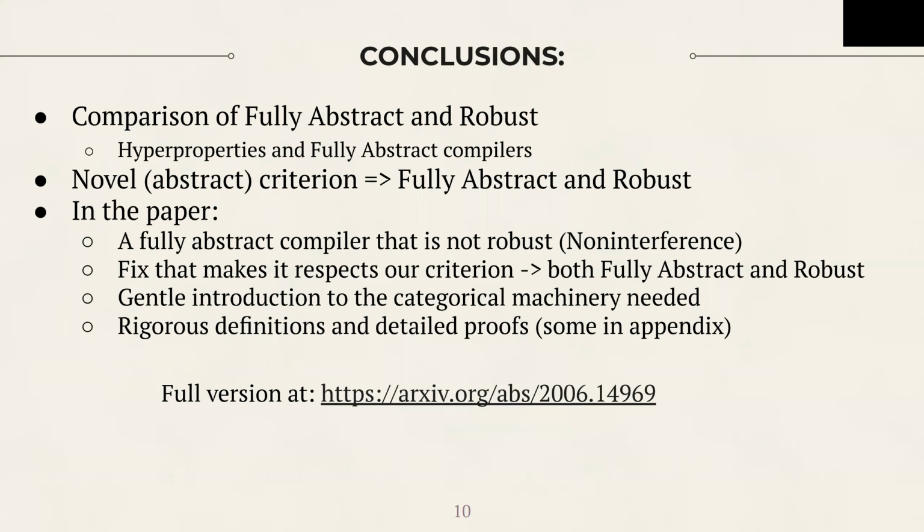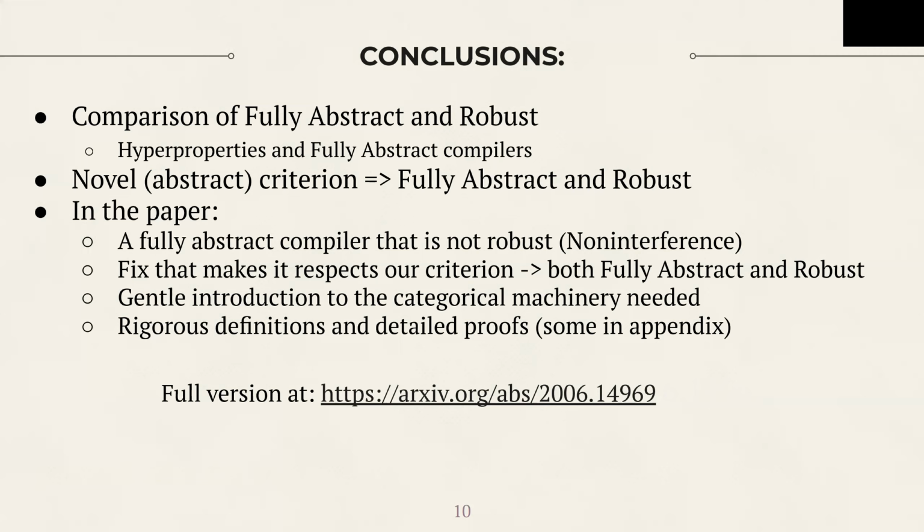So to recap, in this paper, we compared fully abstract and robust compilation as secure compilation criteria. And as a first contribution, we showed what are the hyperproperties that are robustly satisfied, robustly preserved by fully abstract compilers. Then, since the answer was not fully satisfactory for us, we provided a novel criterion in a quite abstract setting that implies both fully abstract and robust compilation.